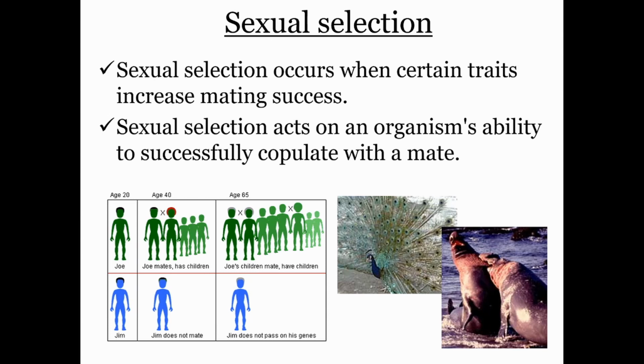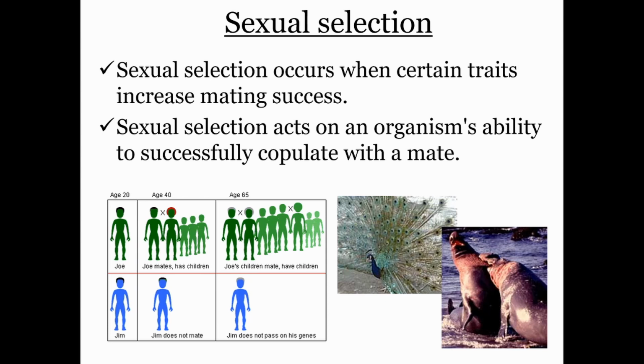For example, a peacock. A male peacock has very large, vibrantly colored feathers, and he uses those feathers to attract a peahen, the female peacock. If a male has very large, showy feathers with lots of eye spots, he will be more successful than a male who has very drab feathers and very few of those eye spots.